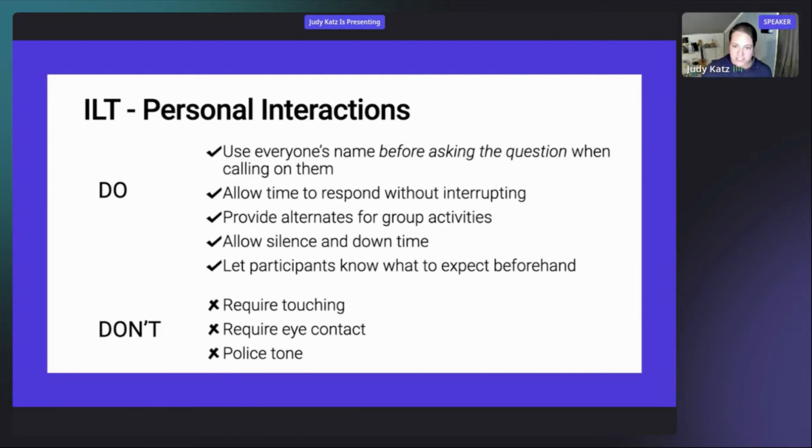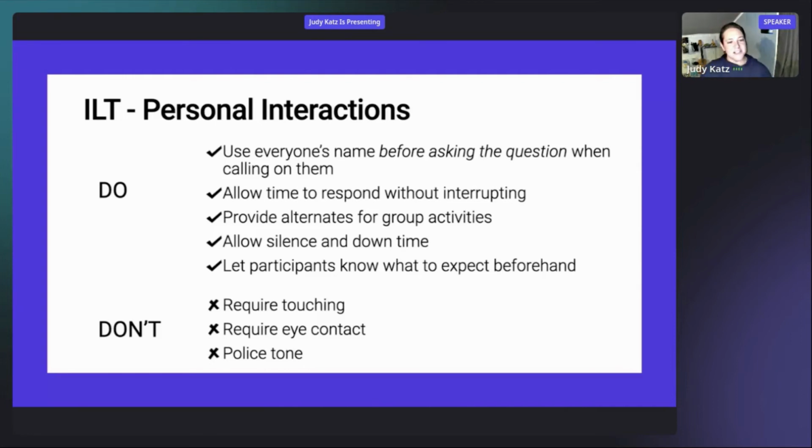And what I try to do whenever I'm training is use everybody's name first, so they know they're being called on and they can actually listen to the question that I'm asking. So, Luis, what do you think about that? That would be an example of doing that appropriately. Allow time to respond, be comfortable with silence.